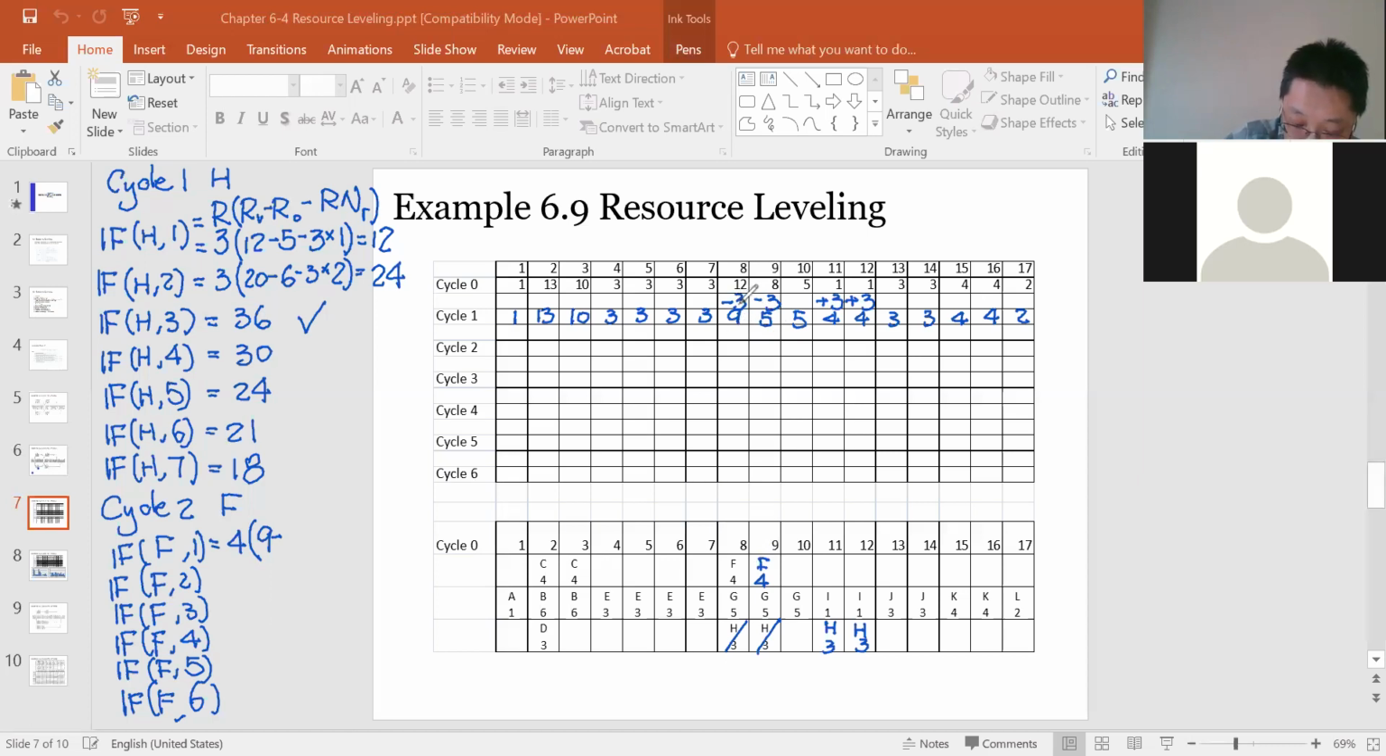Vacated day 9, I'm sorry, vacated day 8, vacated day 8, occupied day 9. Vacated day 8, so this is the vacated. 9 is RV. RO on day 9 is 5. So minus 5 minus 4 times 1. So this one equal to 0. No improvement. So then I need to try F2, F3, F4, F5, F6.